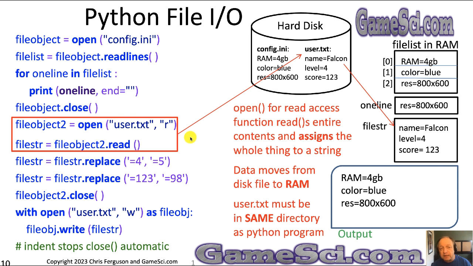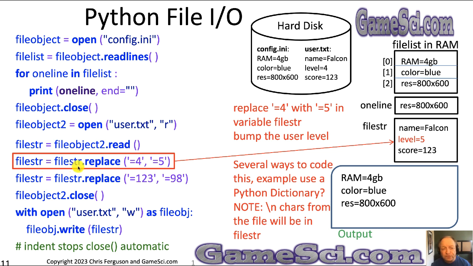This time, instead of loading the data into a list, we'll load the data into one big string. Data moves from the disk file to RAM memory. user.txt must be in the same directory as the Python program. Now, you can put directory information in front of the file name if you want the file in a different directory. But as long as you put just the file name here, it has to be in the same directory as the program.